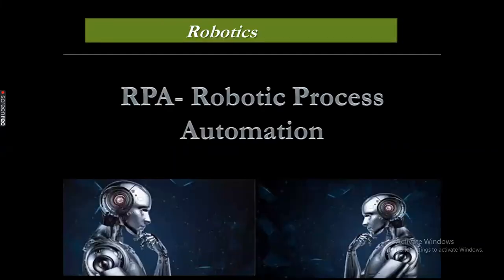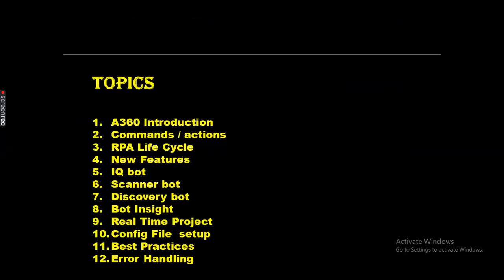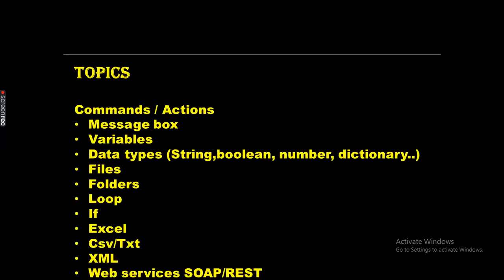And as part of the Automation Anywhere A360 series, we are going to learn all different concepts like Automation Anywhere introduction, commands, RPA lifecycle, new features, scanner bot, discovery bot, insight, real-time scenarios, project configuration, file setups, best practices, and error handling. So as part of commands and actions, we have already covered message boxes, overview of A360 control room, and variables data types. So today we are going to learn files. So let's get started.